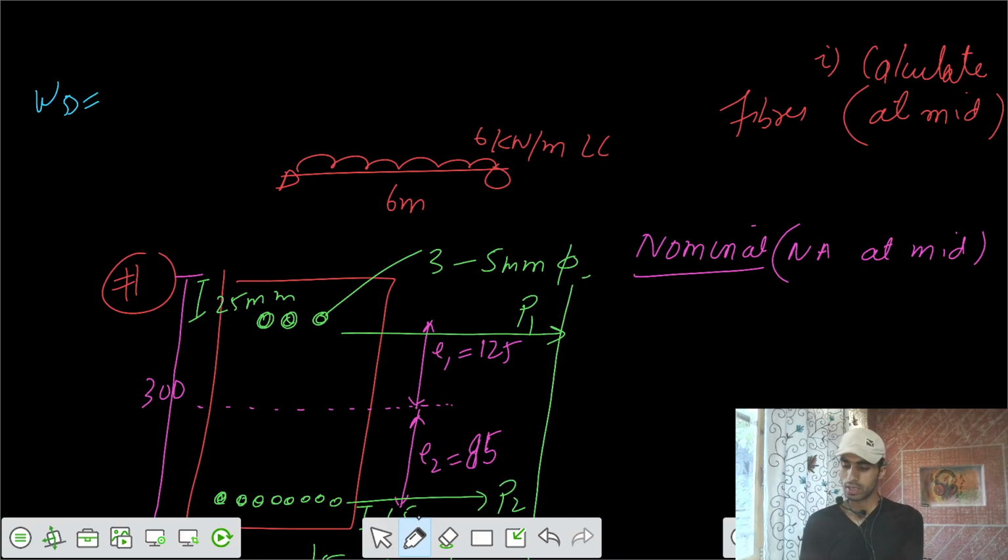Self weight is there, WD, that's 24 kilonewton per meter cube into cross section of 0.3 into 0.2, that is dead load of 1.44, and the moment contributed by dead load is WD L square by 8, so M dead is equal to 6.48 kilonewton meters.